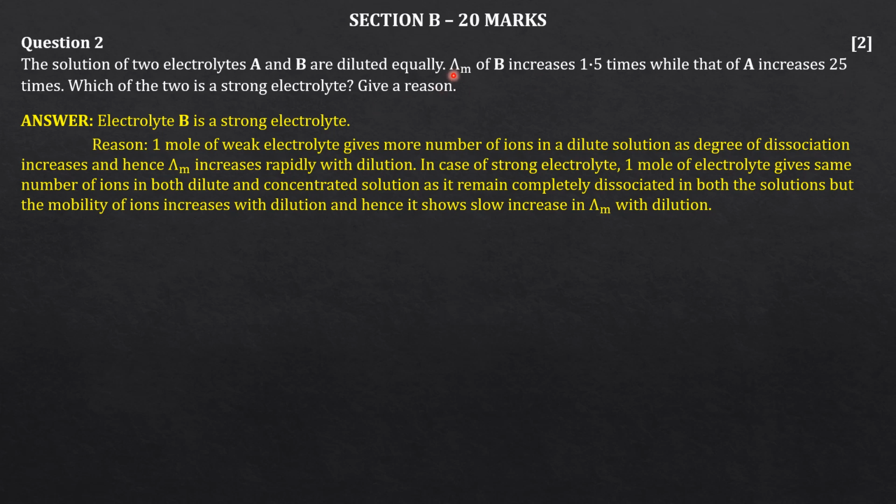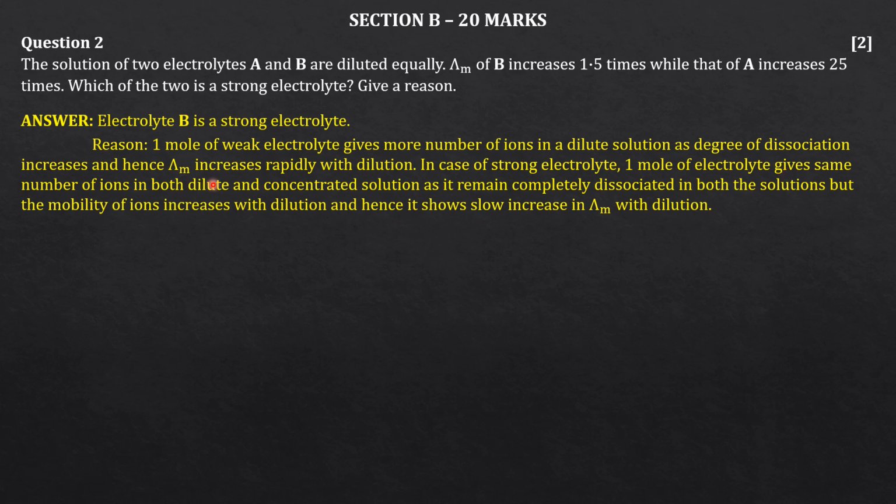Here in the question, it is given molar conductance, so it is increasing, and as I said, for weak electrolyte it will increase rapidly, that is why it is 25 times, and for strong electrolyte it increases slowly, so only 1.5 times. So B will be the strong electrolyte, A will be the weak electrolyte.